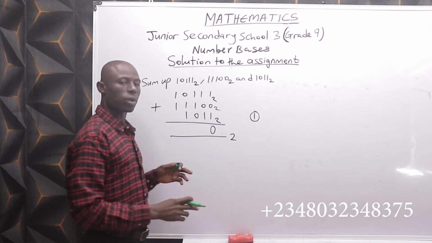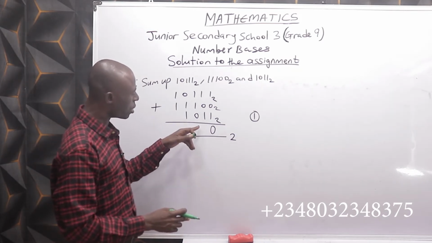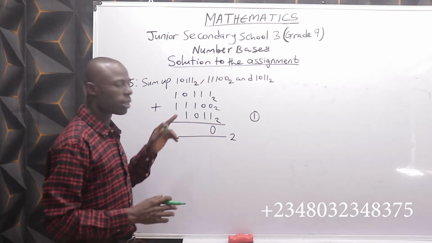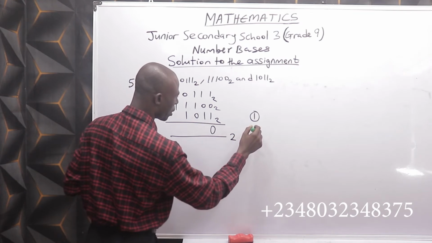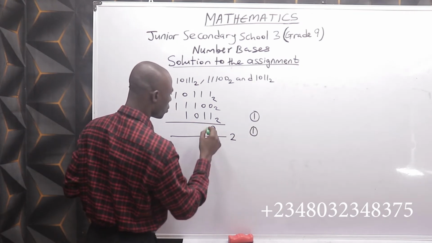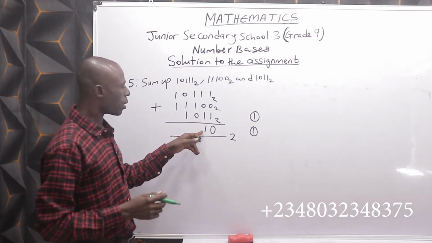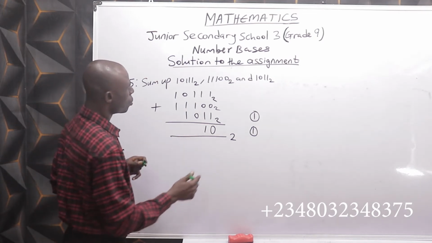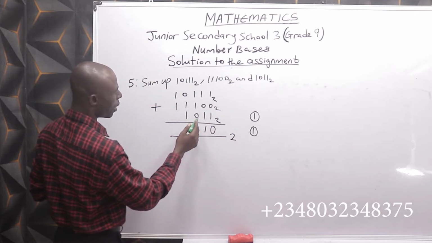We cannot write it down because we are operating in base 2. We should not write any digit that is up to 2 in this place. So 2 in 3 gives 1, remainder 1. It is the remainder that we come back here to write. So the one we keep here, we add it over here again.